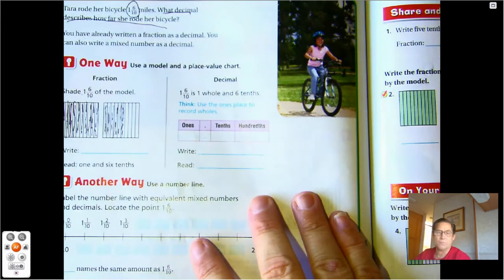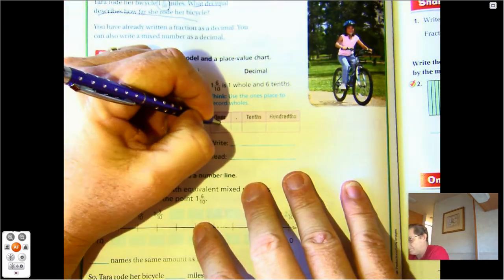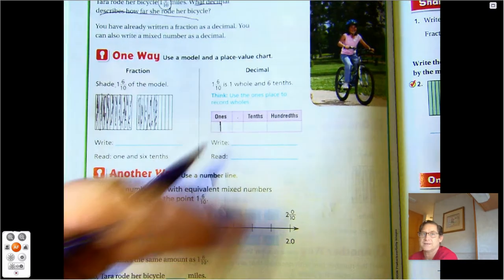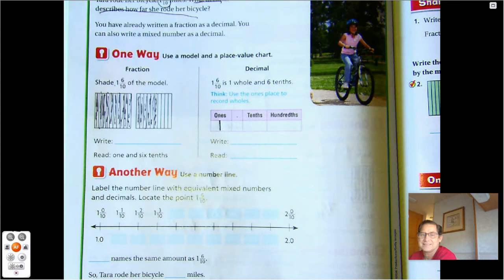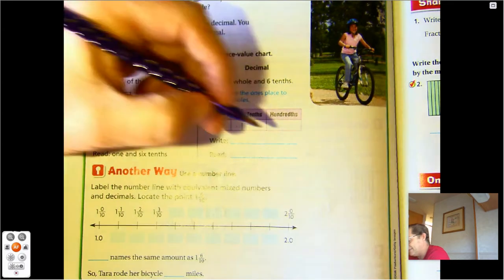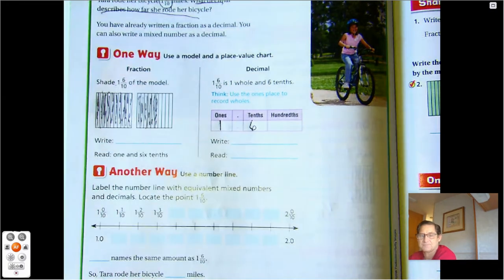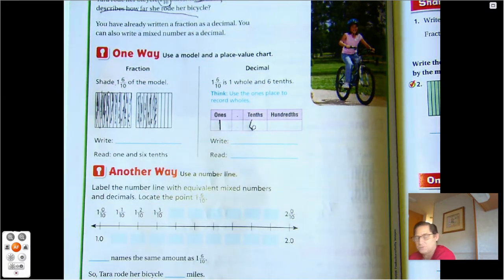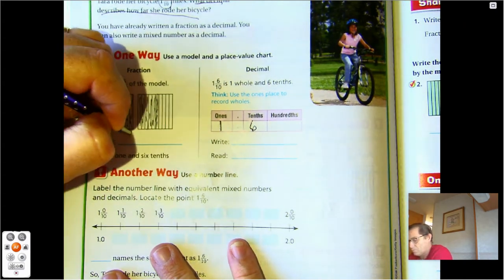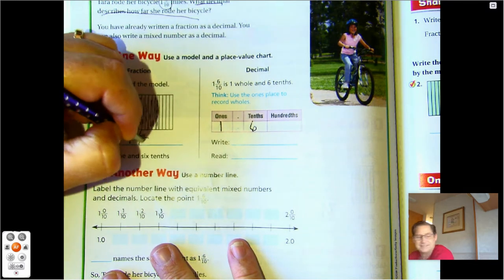So how do we write 1 6/10? Well, the 1 is a whole number, so it goes to the left of the decimal point. All whole numbers go to the left of the decimal point. 6/10. What place value is 6/10 in? It's in the tenths place. That's why we say 6/10. All right, so 1 6/10.